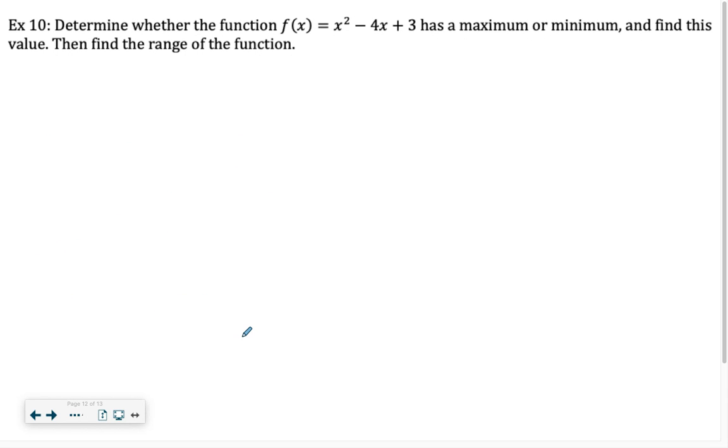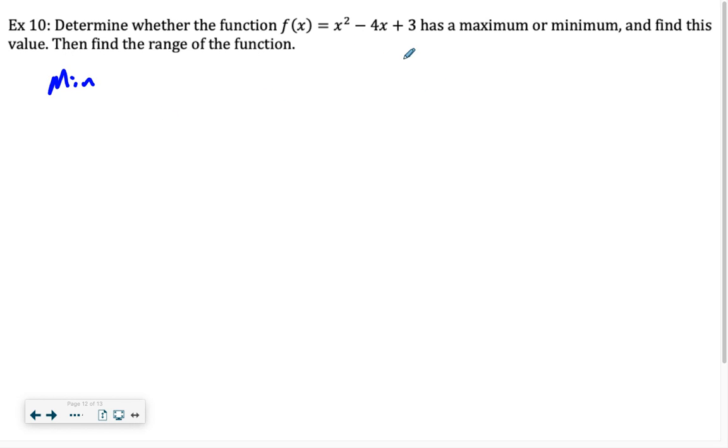Last couple of examples here. We want to, without a picture of the graph, determine whether this function has a maximum or a minimum and find that value. So this is a parabola with a positive a value. Right? The a value would be positive 1. That means this parabola opens up. That means that the vertex is going to be a minimum value. I know that without seeing a picture at all. The minimum value is going to be the vertex.